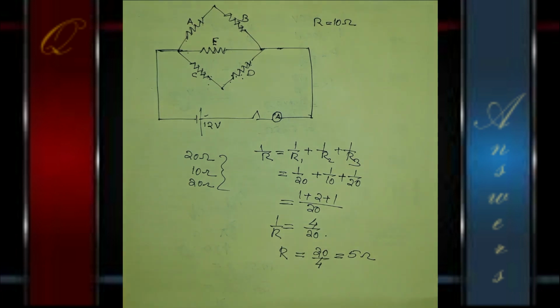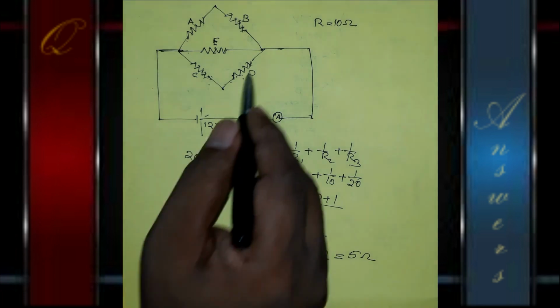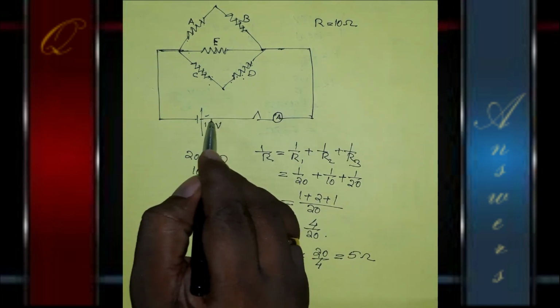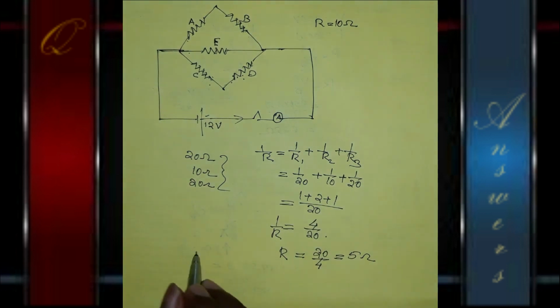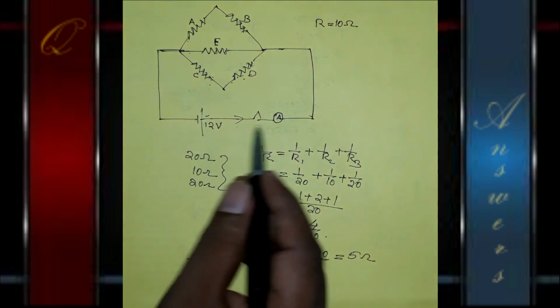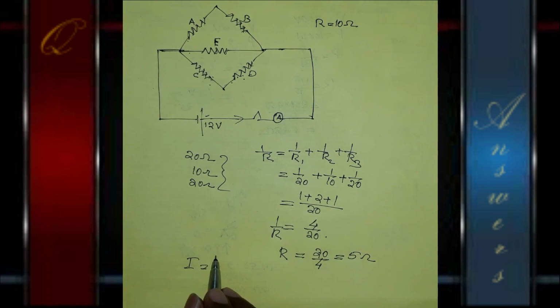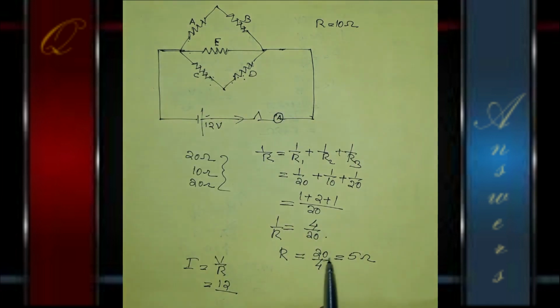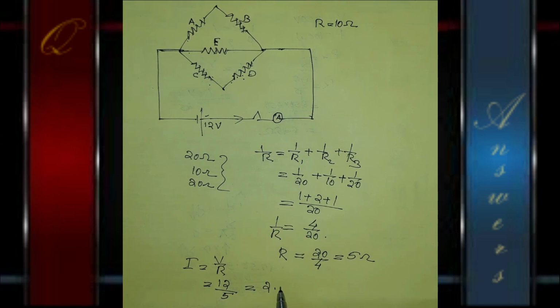Now the second question is, what is the electric current through the circuit? What is the main current through the circuit? It may be found out by I is equal to the total applied voltage divided by the total effective resistance. I is equal to V by R. V is 12 volt. 12 volt divided by R. R is the total resistance of the circuit, which is obtained as 5. That is 12 divided by 5, which you may calculate, it is equal to 2.4 ampere. That is the answer.